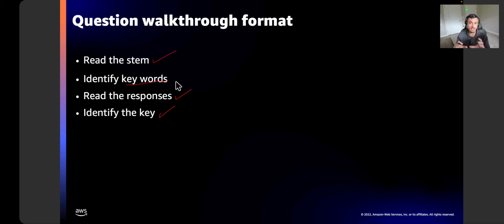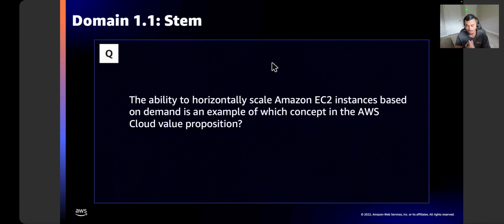So we have the distractors, which are the other incorrect options, and then we have the key, which is the correct one, right? So with that said, let's move on to the first question for the day, which says that the ability to horizontally scale Amazon EC2 instances based on demand is an example of which concept in the AWS cloud value proposition, right? So that was step number one.